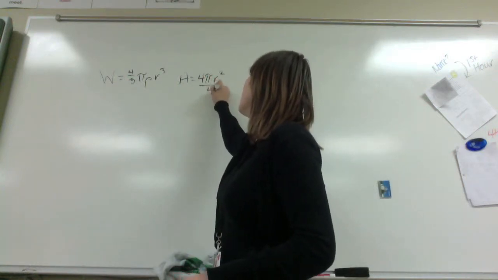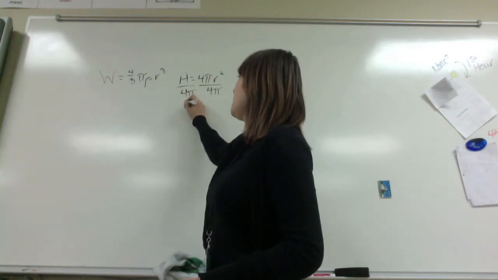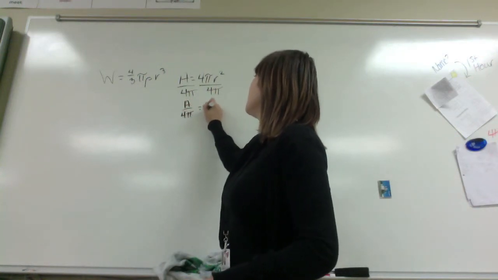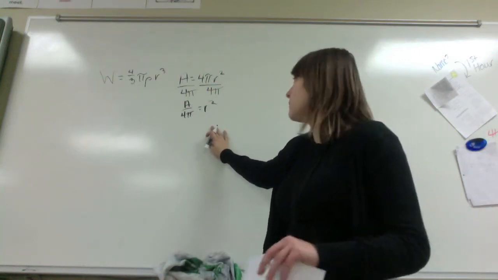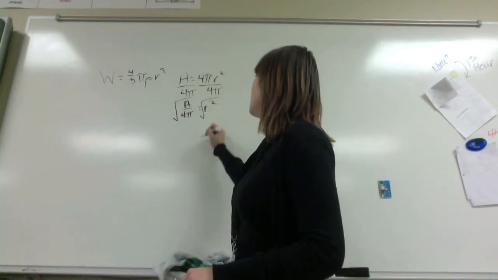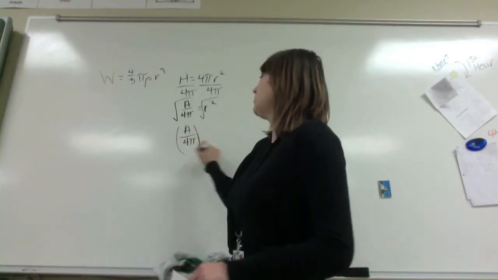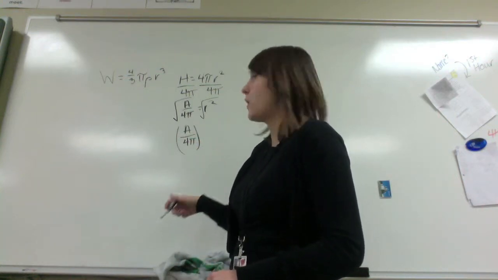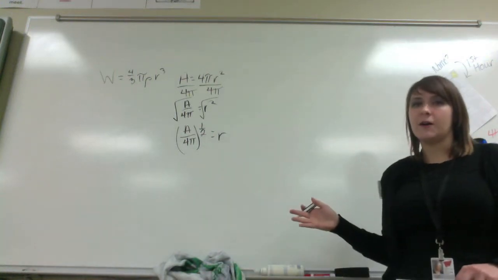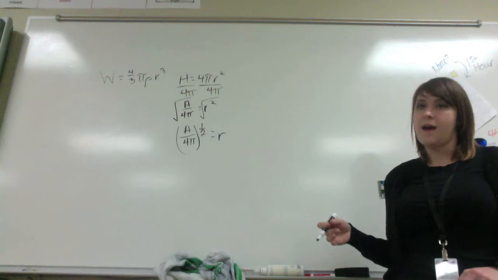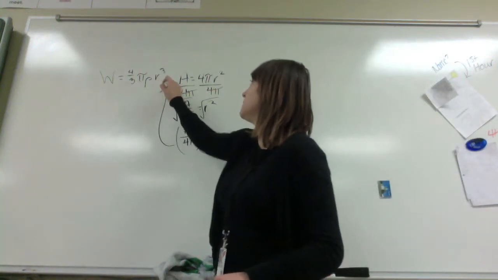So I'm going to start by dividing by 4 pi. So I've got A over 4 pi equals r squared. Then to get r by itself, I'm going to take the square root of that, and I get A over 4 pi, and I don't like seeing that radical there, so I'm going to take it to the 1/2 instead. Okay, so there's my r value, A over 4 pi to the 1/2.